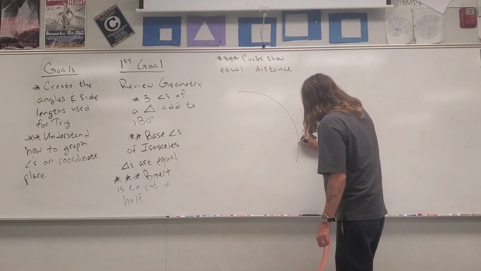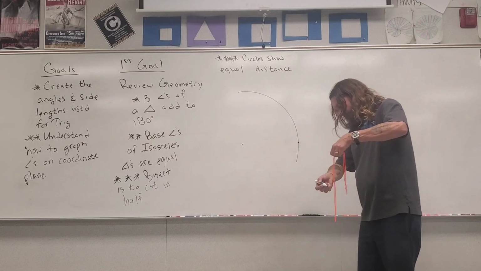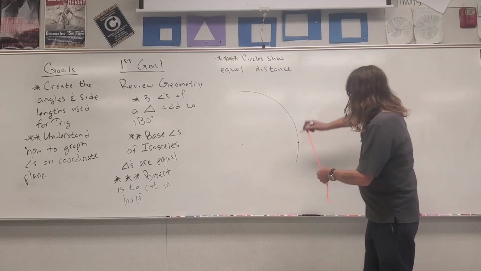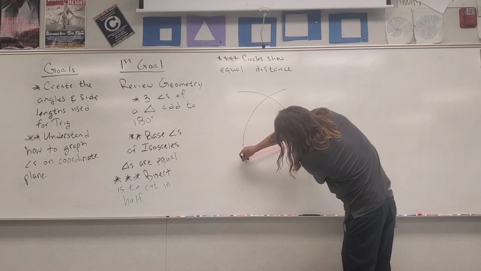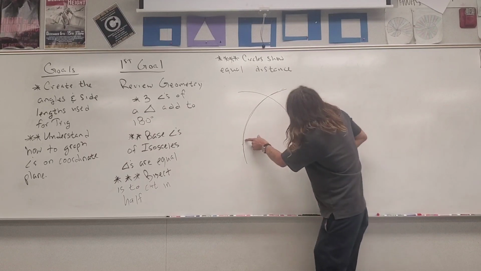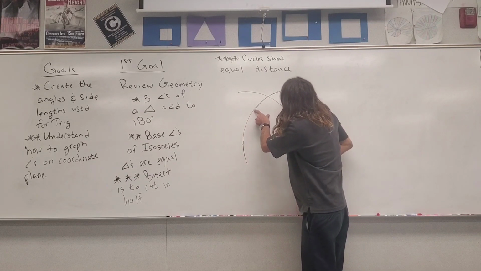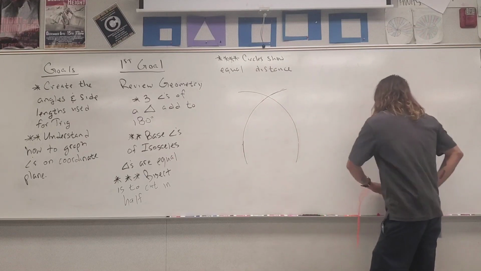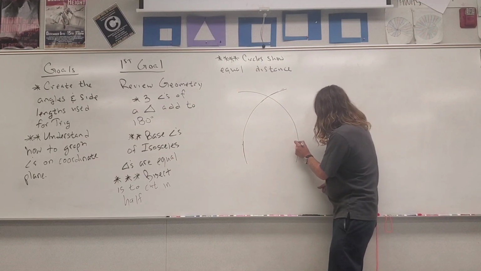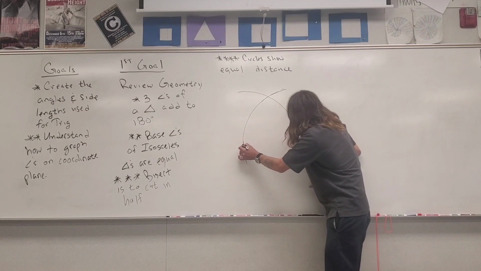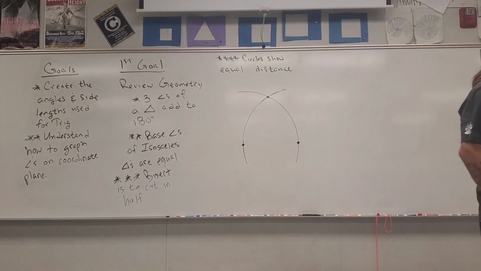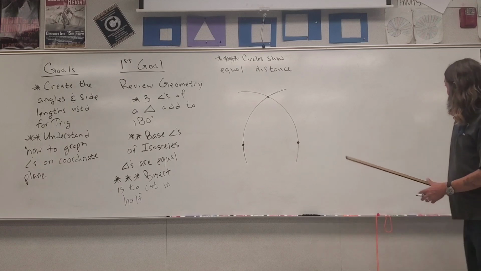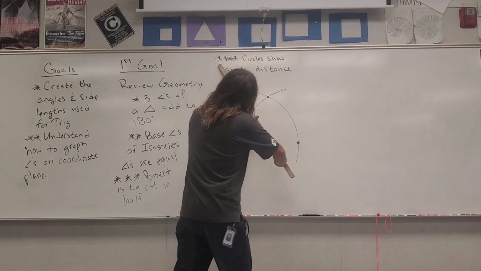I'm going to put another dot over here. And I'm going to make another half circle, centered like that. And if I did this right, it should go through the point. Okay, that's close enough. And again, remember, circles show equal distances. And so if I connect this dot to this dot, and this dot to this dot, and this dot to this dot, I've just created a triangle that has three equal sides, an equilateral triangle, which is technically an isosceles triangle.